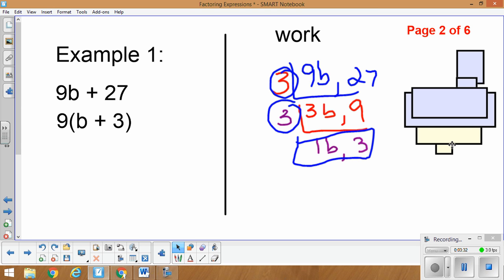Some of you might still be a bit confused. We're going to do 4 more examples, so follow along and make sure you're copying all the work as you see it on the board. If you need to, please pause now.